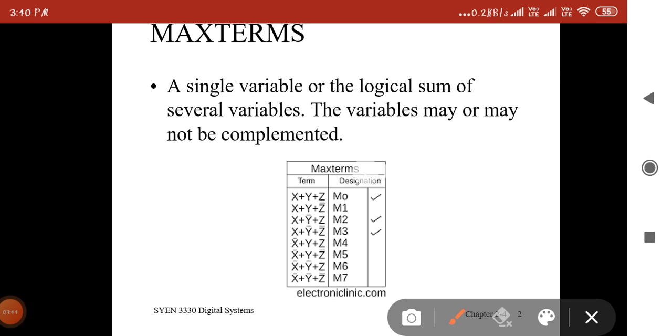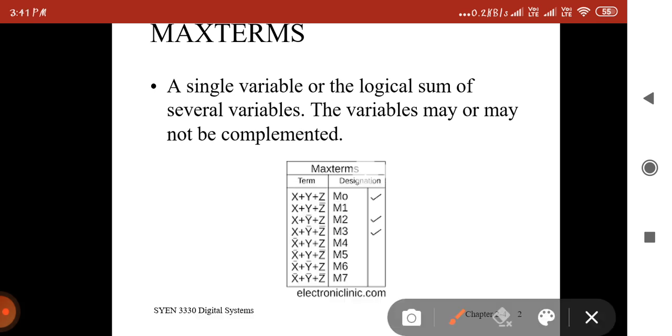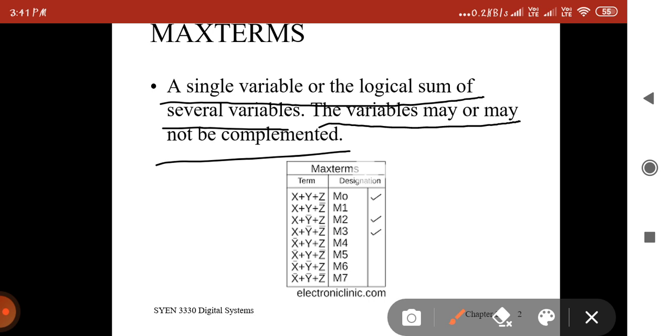In a single variable or a logical sum of several variables, the variables may or may not be complemented. In the OR operation can be used. In the min term, the AND operation is used. In the max term, the OR operation will be there. This is a term. First one is 0 0 0. 0 0 0 is x y z can be written.